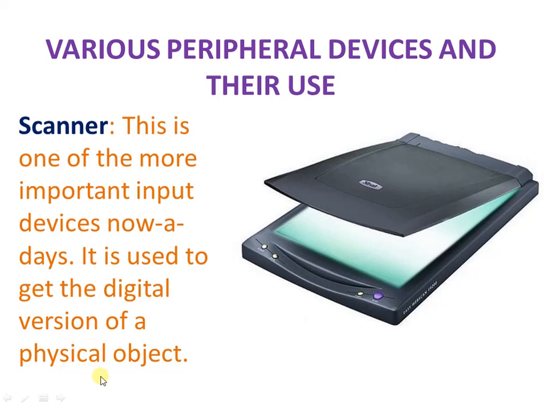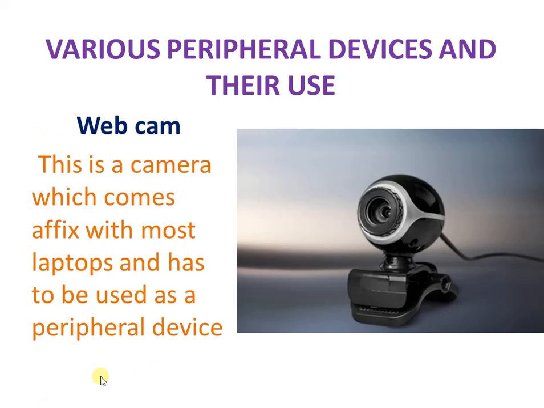Any paper we have, if we want that paper to come in the mobile phone or computer, we have to use the scanner as input device. Next is the webcam. This is a camera which comes affixed with most of the laptops. सभी लैपटॉप में पहले से लगा हुआ होता है ये कैमरा, and in your mobile phone also you have a small camera. जो आपके मोबाइल फोन में कैमरा होता है, same camera is there in the laptop also, and that is known as the webcam. It is used to record videos. It is also a peripheral device.